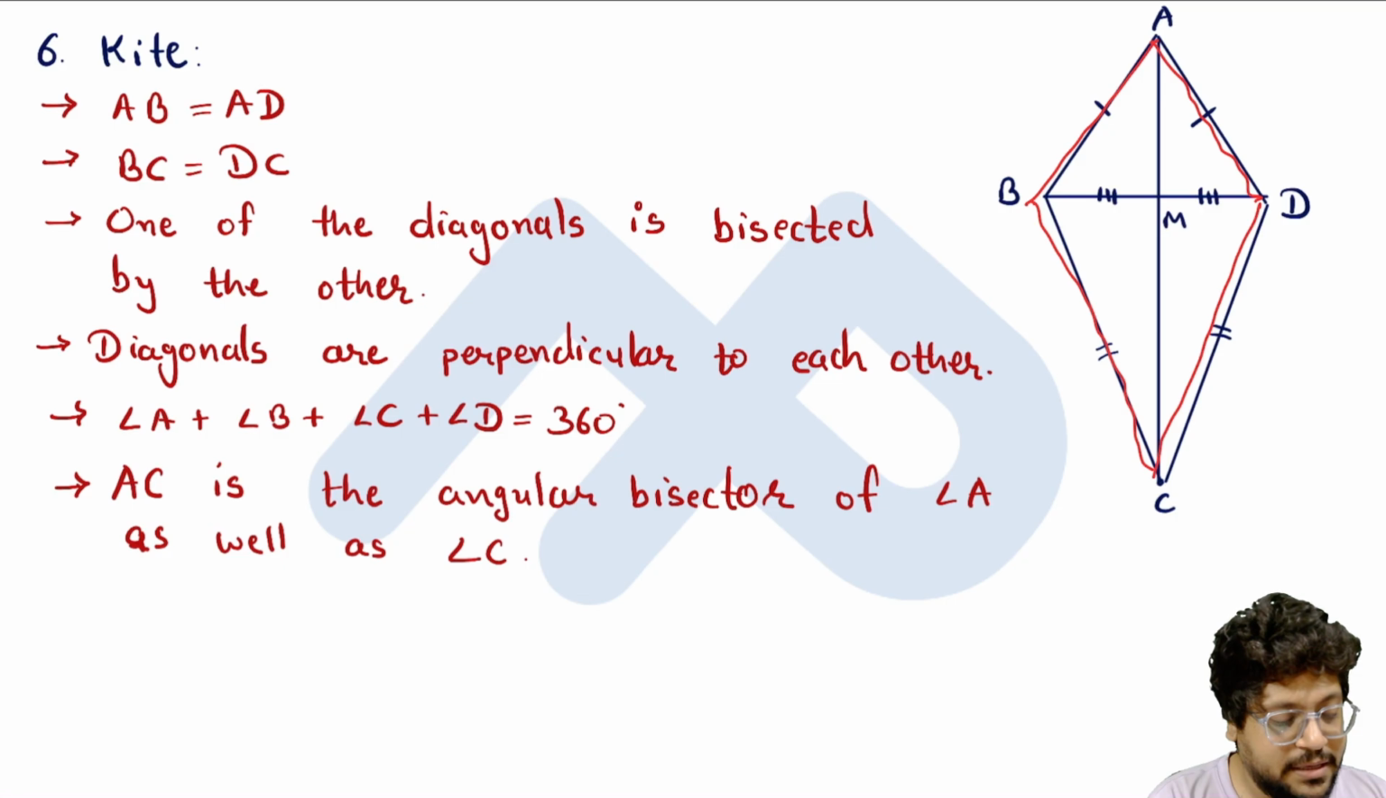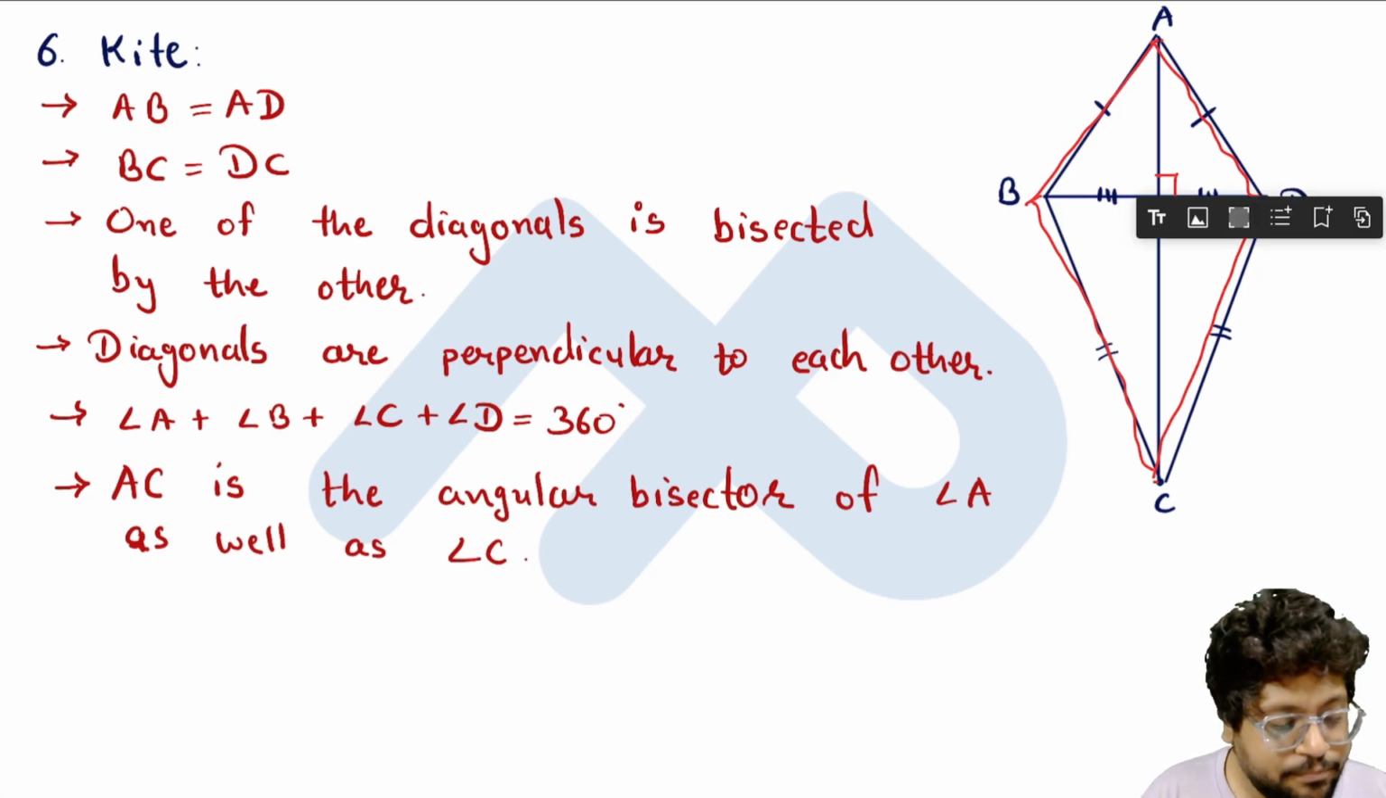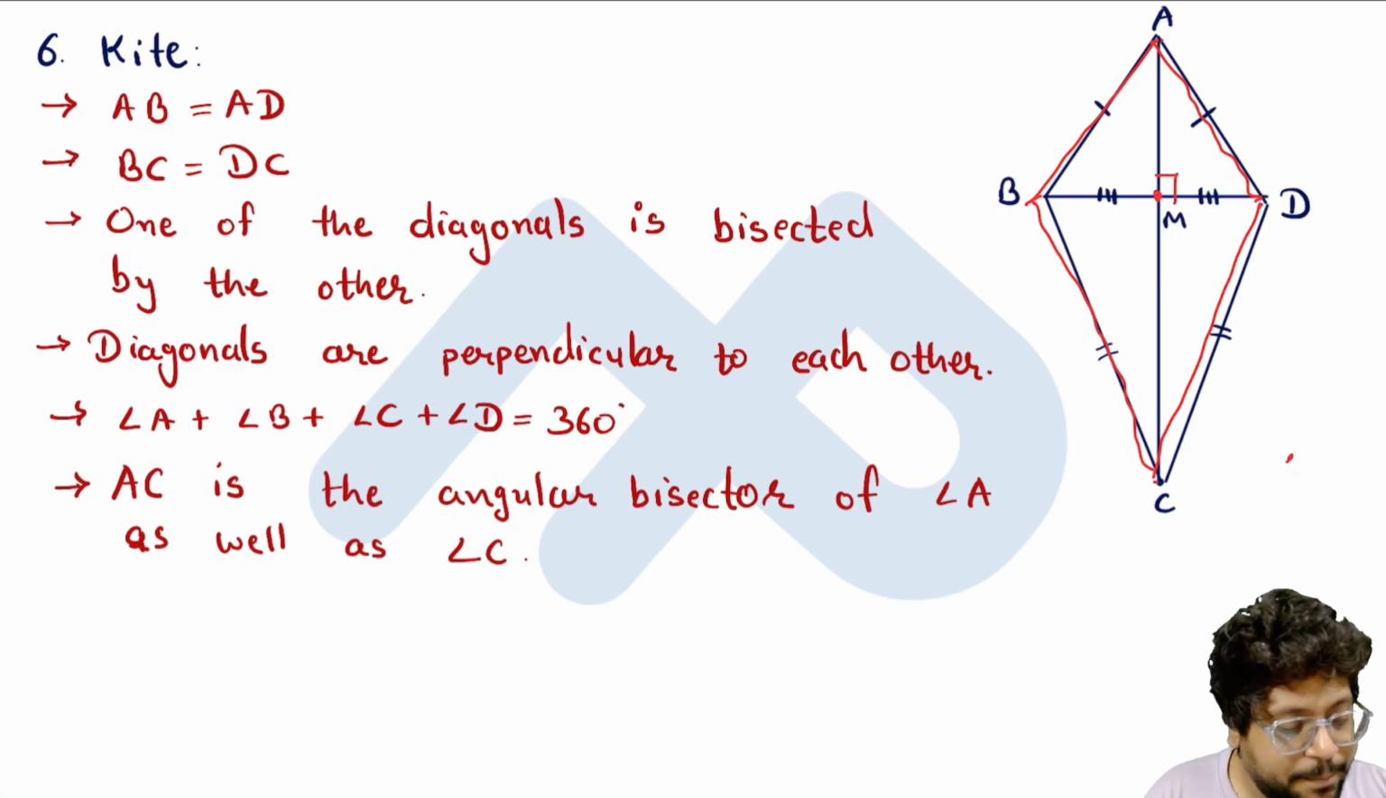Clear? So AB is equal to AD and BC is equal to CD. Then both the diagonals are not equal, and they don't bisect each other. But this vertical diagonal AC bisects BD at 90 degrees. What I mean is this intersection point M is the midpoint of BD, but it is not the midpoint of AC. So both diagonals don't bisect each other.